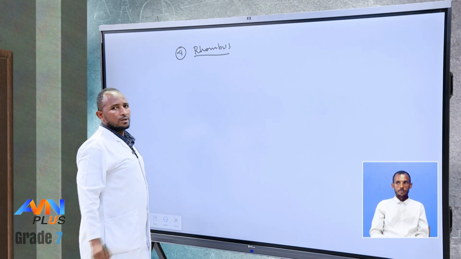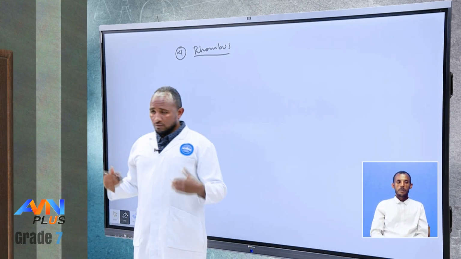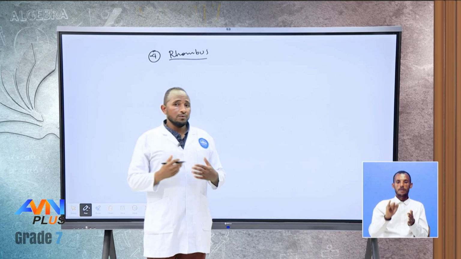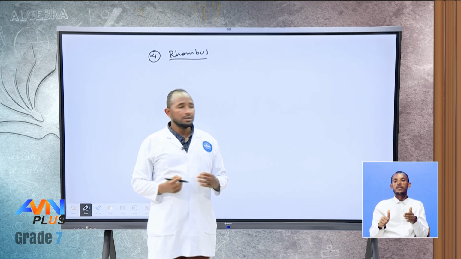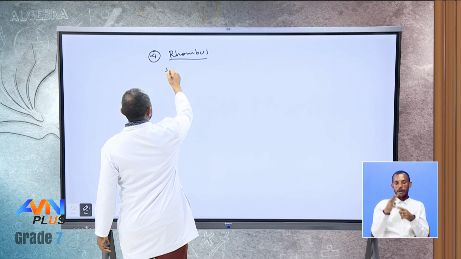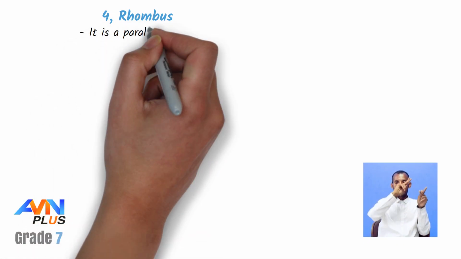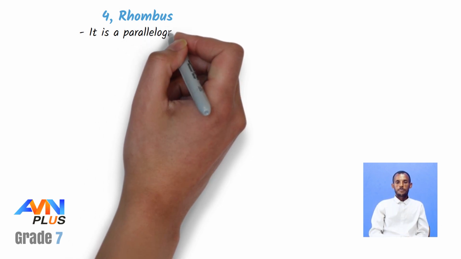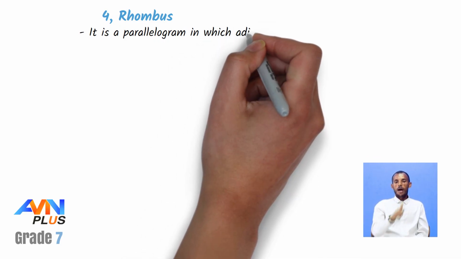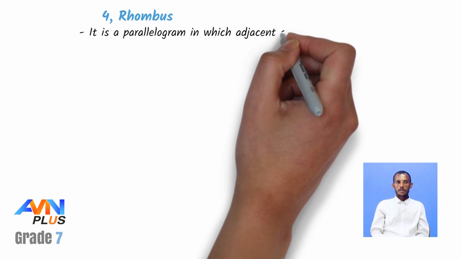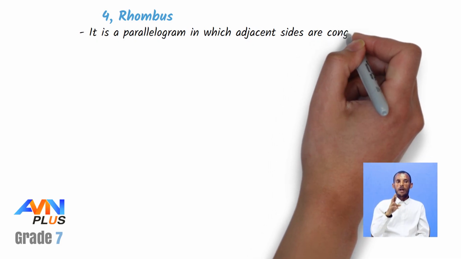Rhombus. A rhombus is a parallelogram in which the adjacent sides are congruent.